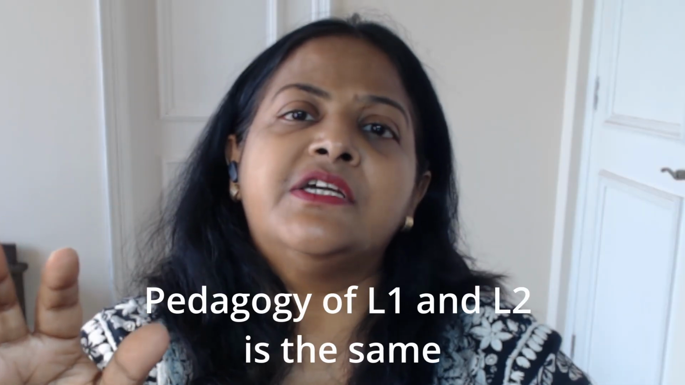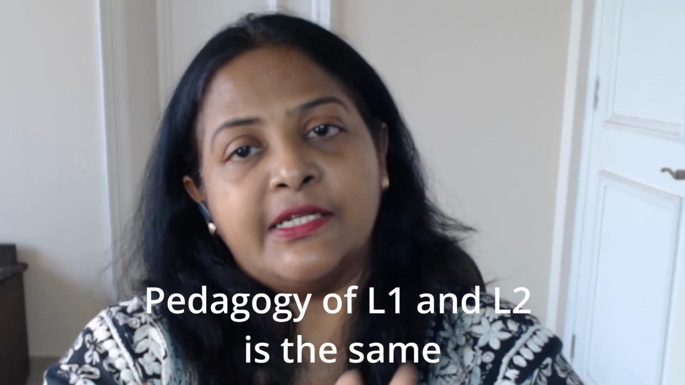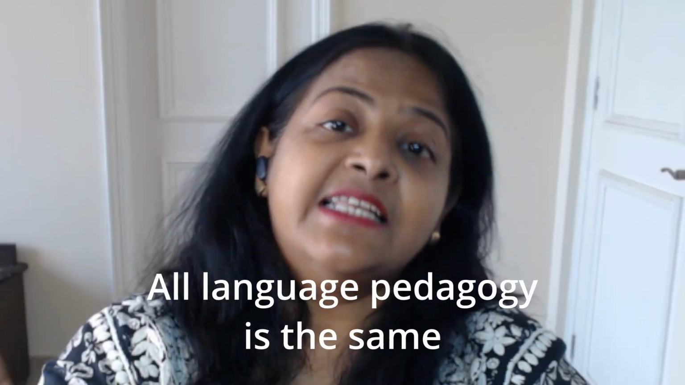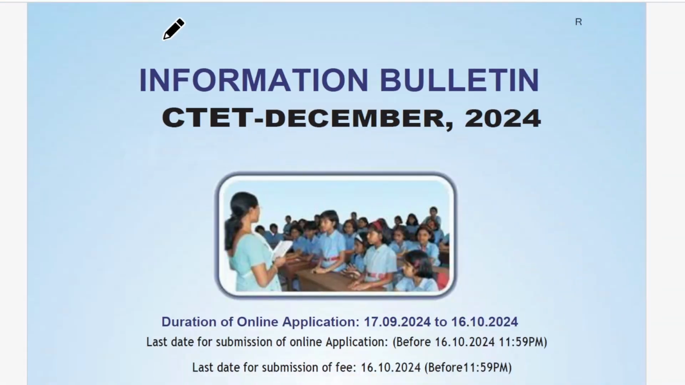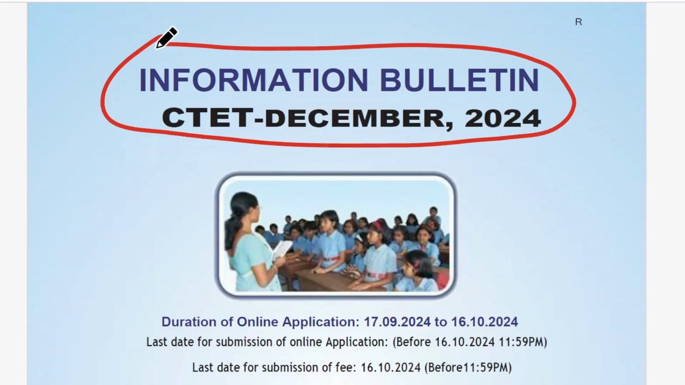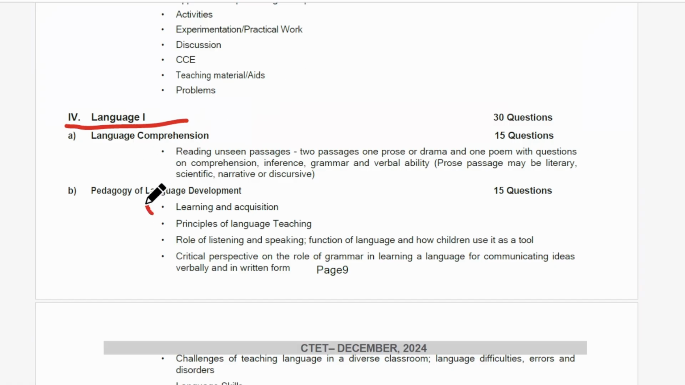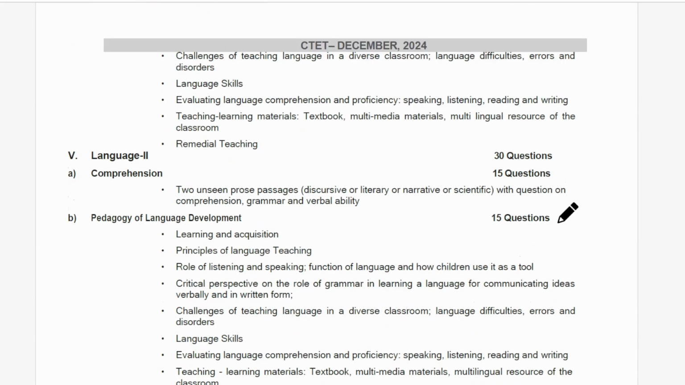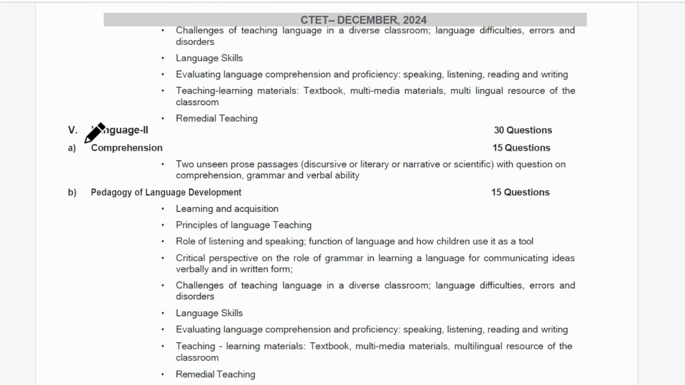CTET does not differentiate between the pedagogy of L1 and L2. In fact, the pedagogy syllabus for all the languages is exactly the same. And let me show it to you from the CTET information bulletin. So you can see the information bulletin from CTET December 2024. And here we have language 1 and the pedagogy: learning and acquisition, principles of language teaching, role of listening and speaking. And let's move on to language 2 out here.